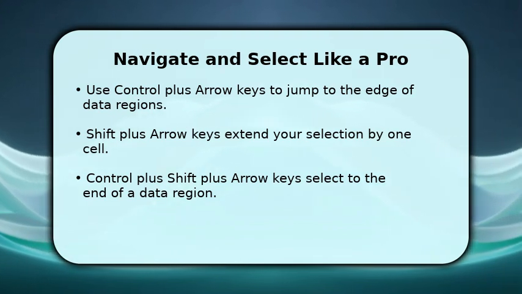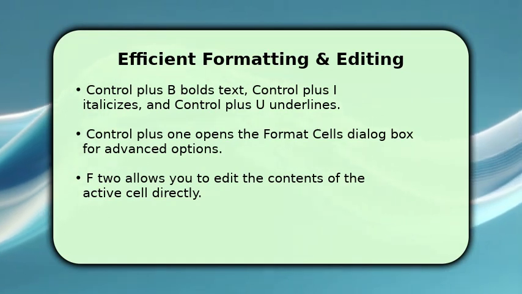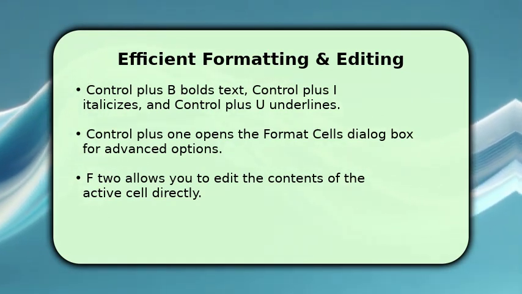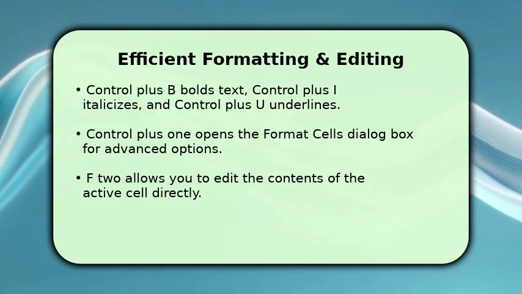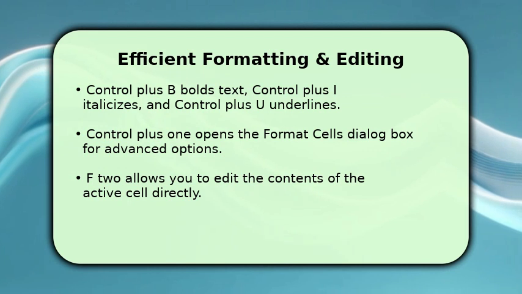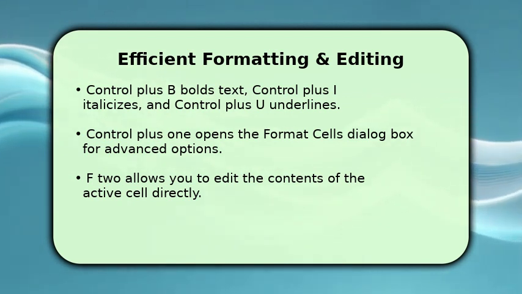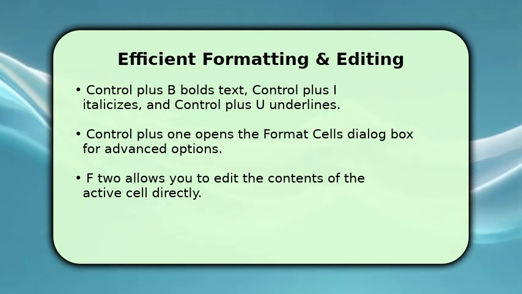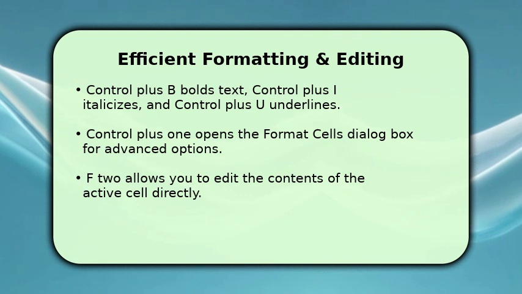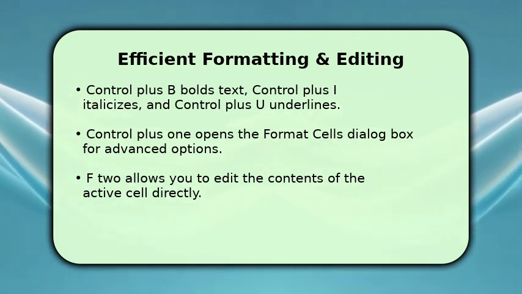countless clicks. Formatting and editing don't have to be tedious. Quickly apply common styles with Control plus B for bold, Control plus I for italics, and Control plus U for underline. For more detailed adjustments, Control plus 1 brings up the comprehensive Format Cells dialog. When you need to modify cell content, simply press F2. And for those inevitable mistakes, Control plus Z is your best friend for undoing, while Control plus Y redoes.